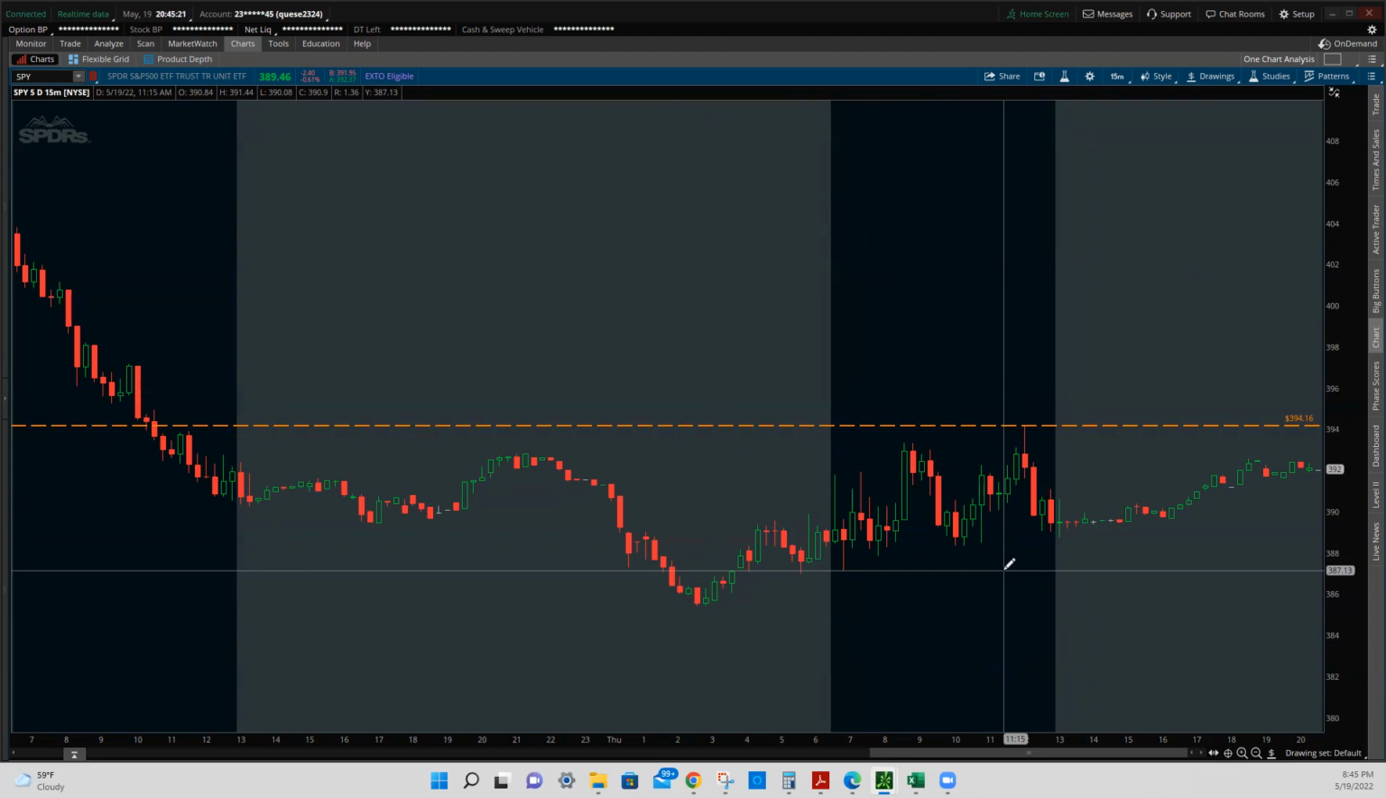So that was just a little disclaimer, but you can see we plotted our resistance line. I like to use different colors for my lines. So for resistance, I like to use orange or red.